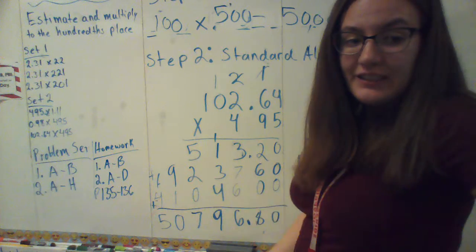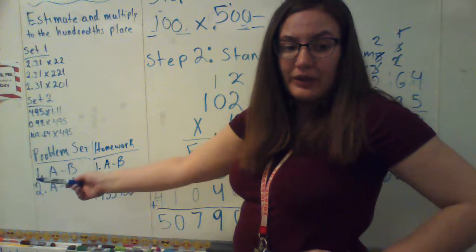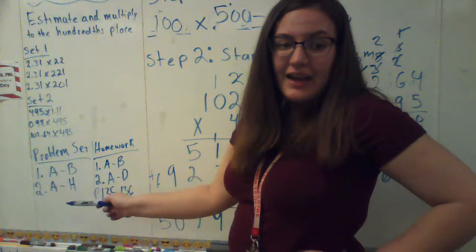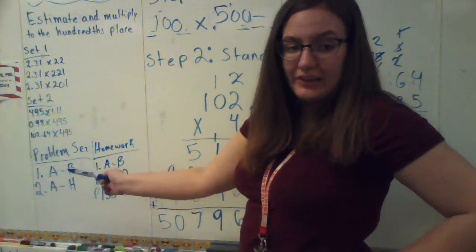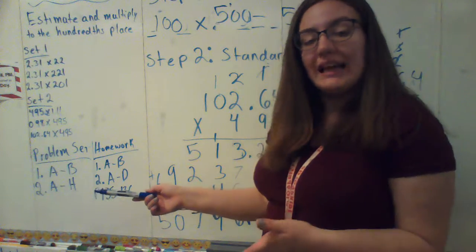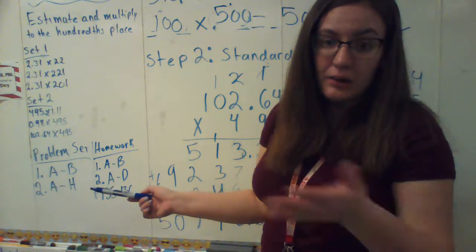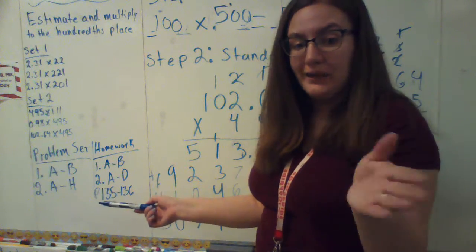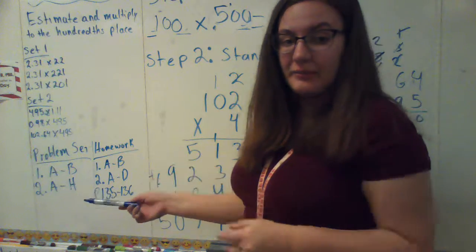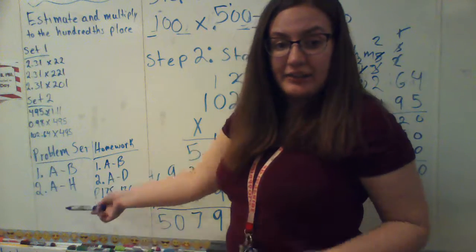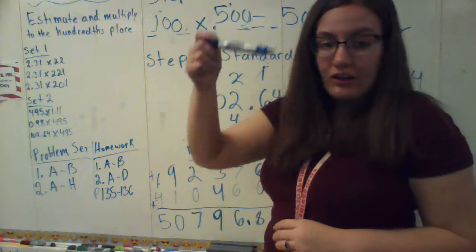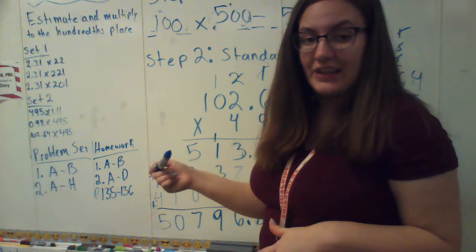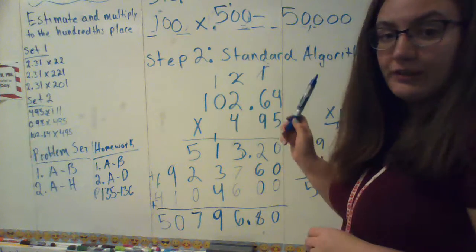Your problem set for today is going to be number 1, A through B, and then number 2, A through H. So the first page has number 1, A through B, and it says if you would like to do an area model, you can, but you don't have to. It's just estimate and then do the standard algorithm. Then for number 2, A through H, that's the back page. And on that page, it's all estimating and then doing the standard algorithm. So everything that we just did right here.